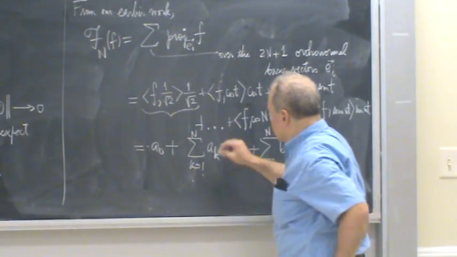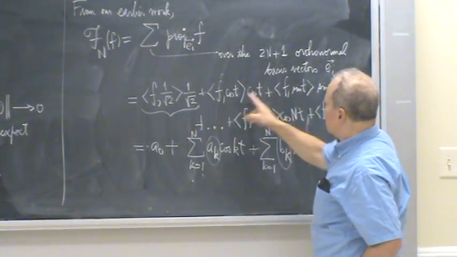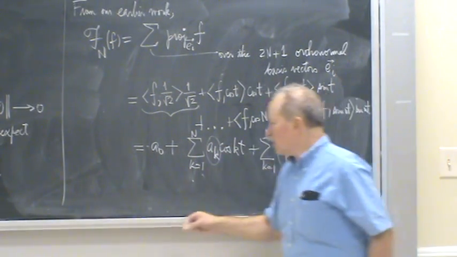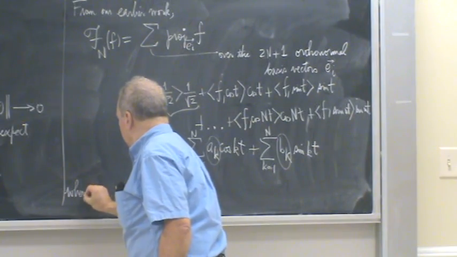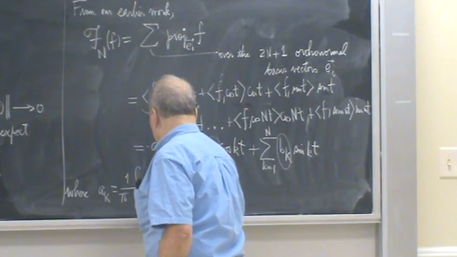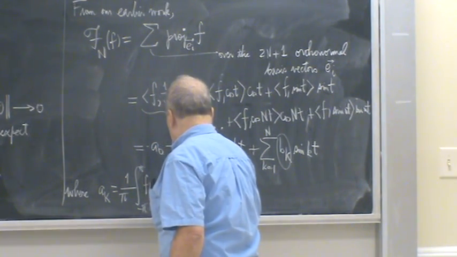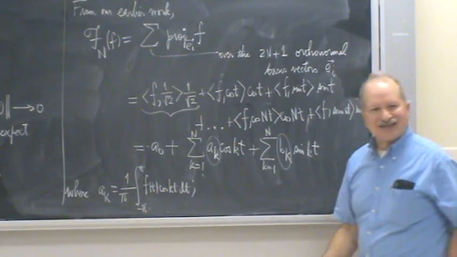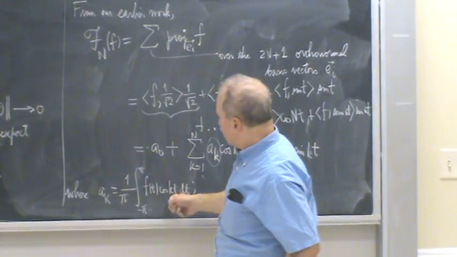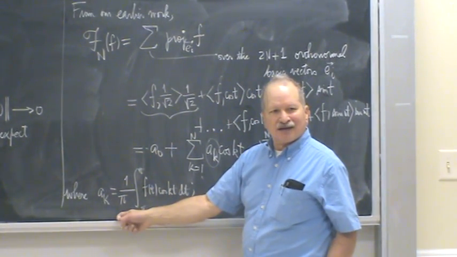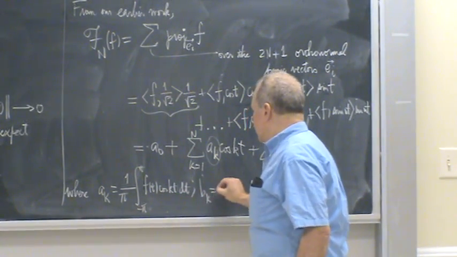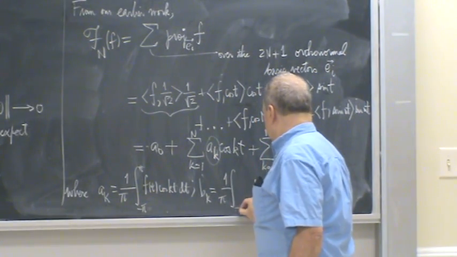And what are these coefficients? Well, they're just these inner products of your function with the appropriate unit vectors. So A_k is 1 over pi integral of f of t cosine kt. That's the inner product. When you do f inner product cosine kt, you're integrating f times cosine kt. So that's the kth Fourier coefficient. B_k is the same thing with sine.